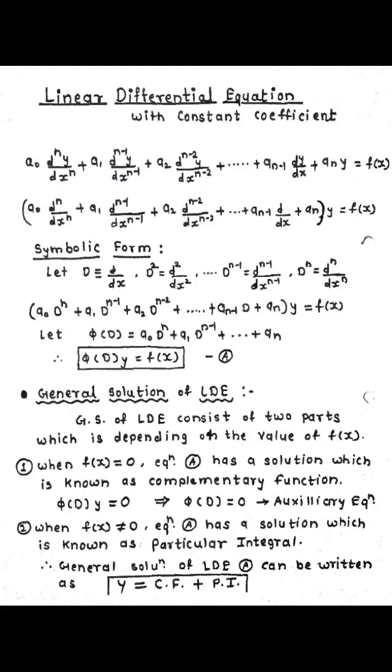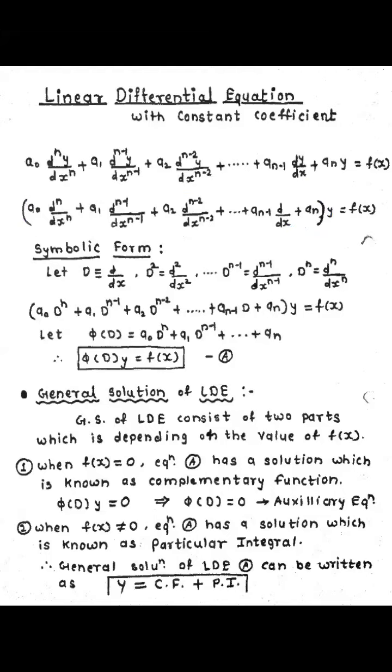Now in the next line, we take y common throughout and obtain in a bracket the terms a0 d raised to n upon dx raised to n plus a1 d raised to n minus 1 upon dx raised to n minus 1 plus a2 d raised to n minus 2 upon dx raised to n minus 2 plus and so on, a(n minus 1) d by dx plus an, and y is taken common here, equal to f of x. F of x is a function of x. Now this is about the general form of linear differential equation.